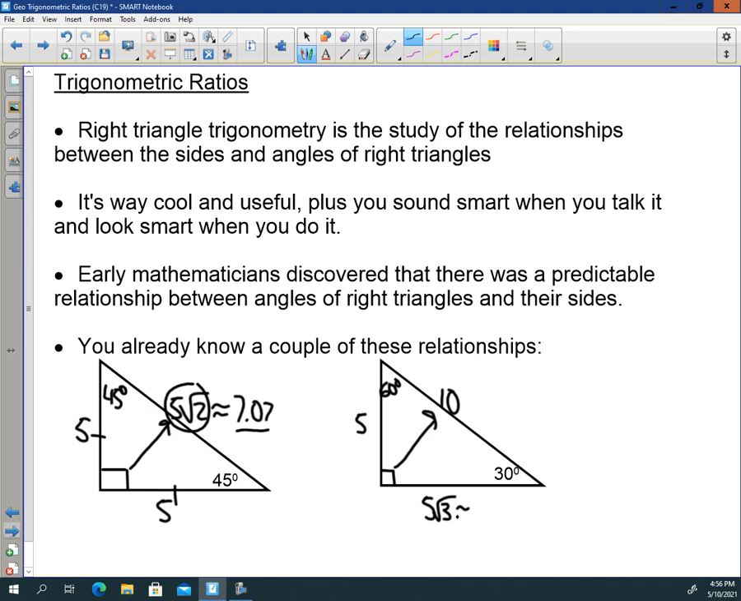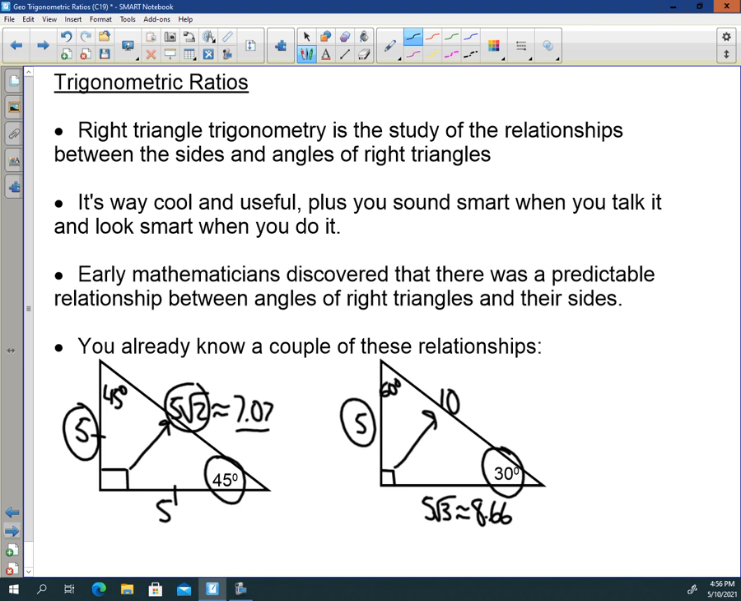And this also has a decimal approximation. We're going to take the square root of 3 and then multiply it by 5, and I get about 8.66-ish. So we can tell all kinds of things about right triangles if we know one side length and one angle measure in two particular types of right triangles, the 30, 60, 90 and the isosceles right triangle, or the 45, 45, 90.